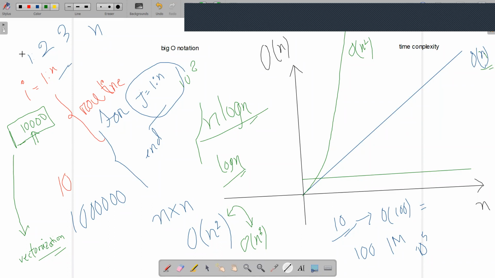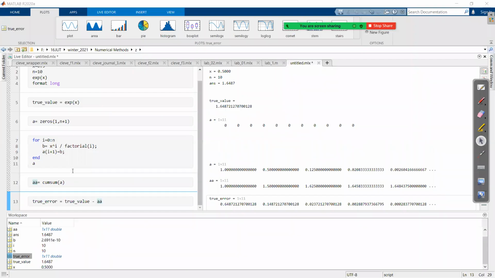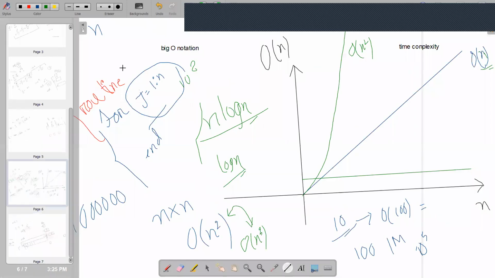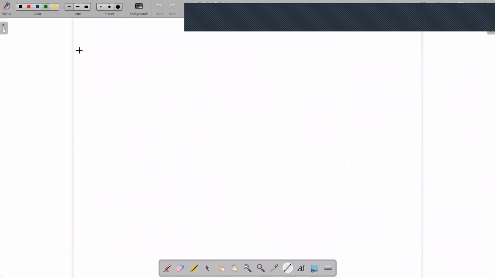So how can I do that? Okay, this is simple. I have this one. I have to convert it into a vectorized way. So the thing I was doing here is, for i equals 0 to n, I am calculating x to the power i divided by factorial of i. Are you seeing this?